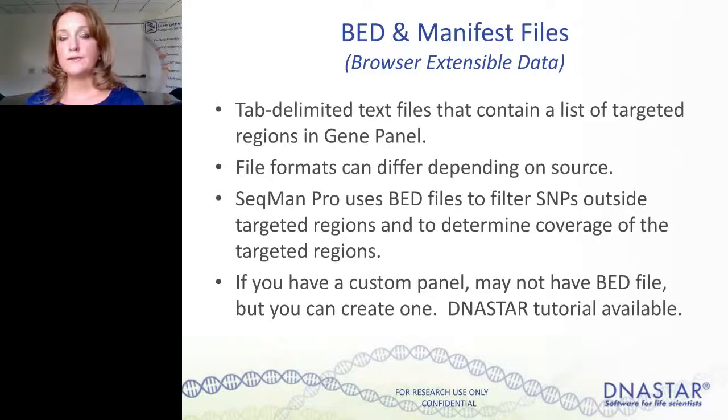SeqMan Pro will use a bed file to filter your SNPs or your variants outside your targeted region. So the bed file is really helpful to help you in the software determine how your coverage of your targeted region went, help you refine your coverage if you're still working on refining your gene panel. And if you have a custom panel, again, DNASTAR does have a tutorial available to help you convert, say, an Excel spreadsheet into a bed file.